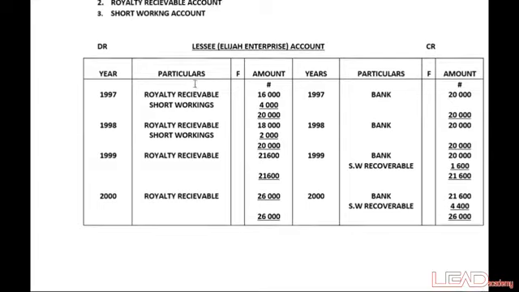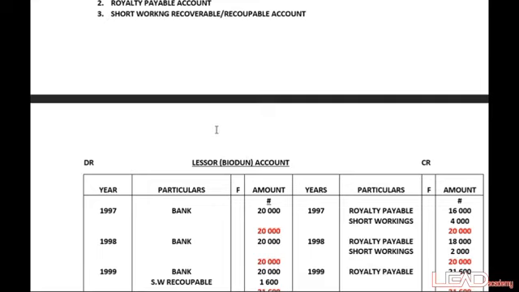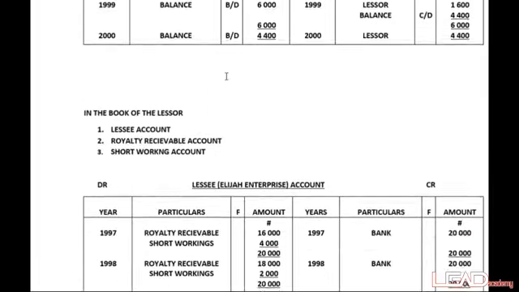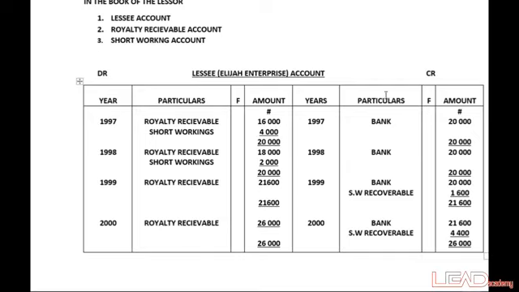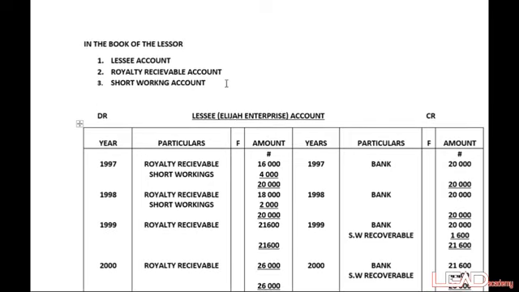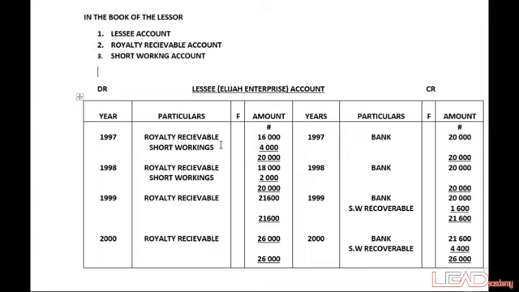So as you can see, I have done the opposite of this transaction, which means that all the items on the credit side, when we were working with Elijah Enterprise, we just did the opposite and this is what we got. So if you were able to do it yourself, you can first check and see. You can pause the video and check if what you did is correct and try to compare it with the one we did when preparing for Elijah. That is the lessee account.